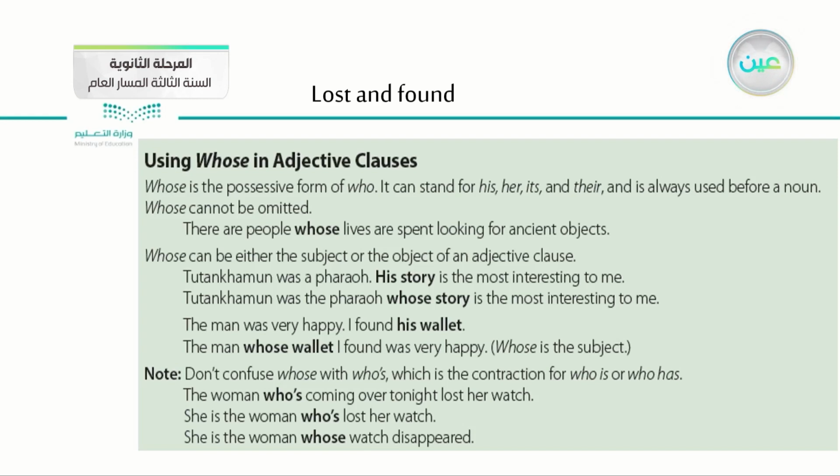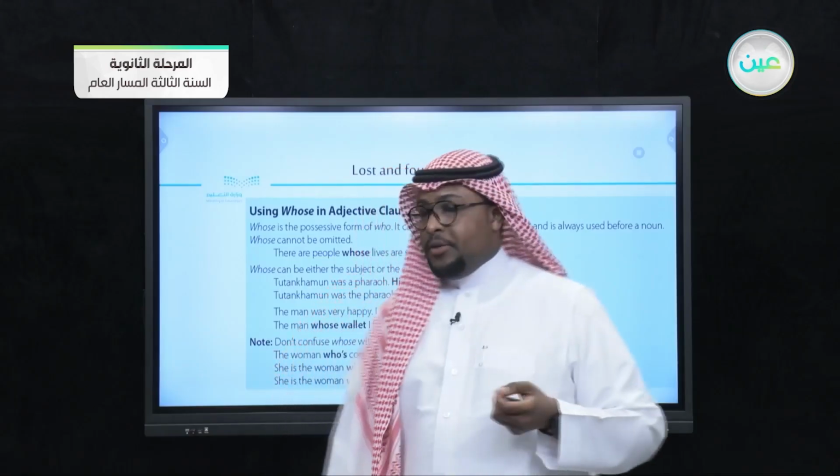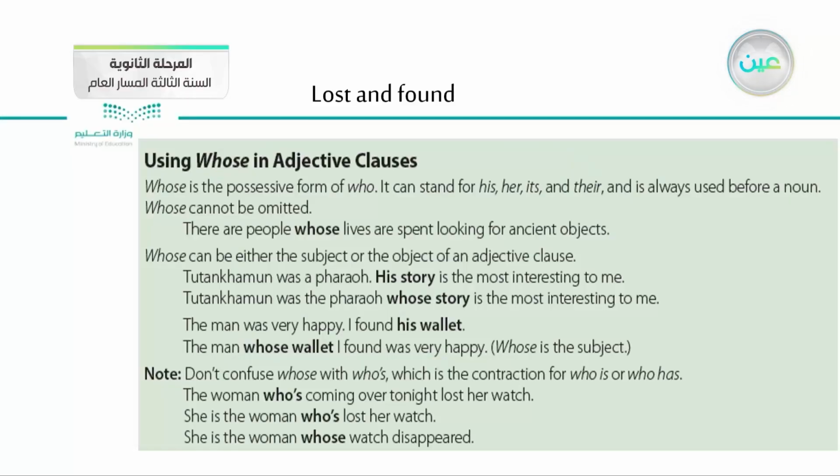Note, here we have something very important. Let us discuss this together. Do not confuse whose with who's, okay? And here we have an apostrophe and then s. So there is a big difference between whose and this one. Here we said that it's a possessive, and here it's completely different. Sometimes we can imagine that this one is who is or who has. It's an abbreviation of these words. So you have to differentiate between this, and you have to be careful when you use the word whose.